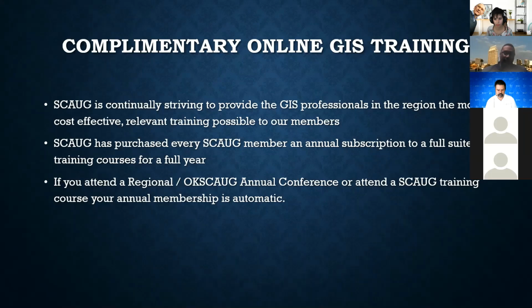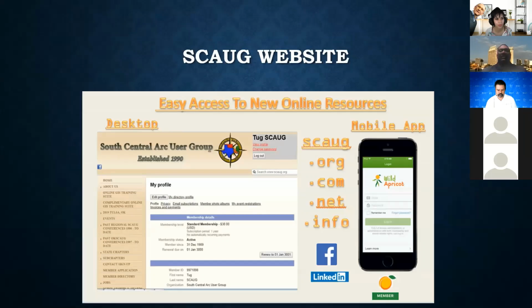So we're ramping up. We're getting ready for next year. We hope that the world's going to open up next year, especially with this vaccine. So just keep checking the website out. So you're saying, okay, what is the website you want me to look at? Well, it's easy. You can go to SCAUG.org, SCAUG.com, SCAUG.net, or SCAUG.info. You go to any one of those and get the same information.